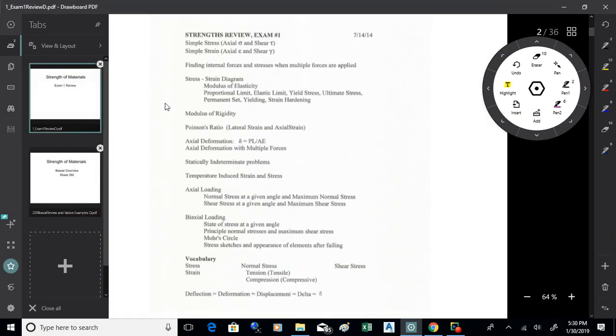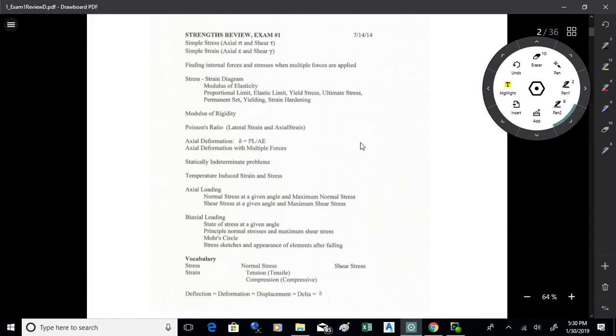All right, the topics that could be on this exam are listed. They're pretty much the stuff that we've gone through today. So we've got simple stress and strain, both for axial and shear. We've got finding internal forces and stresses when multiple forces are applied. So you can basically find the reactions on an object, make a cut through wherever you want to find the internal forces, and then analyze one whole side of the object or the other.